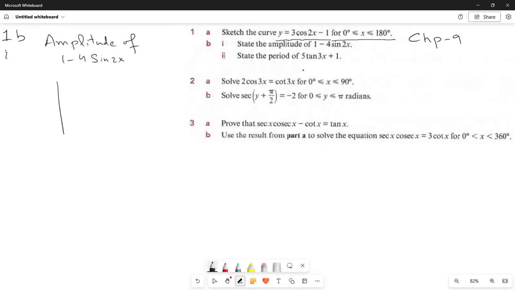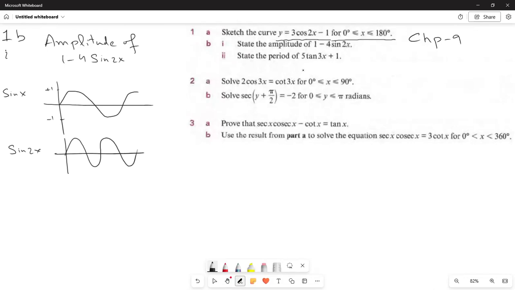Okay, so let's see. How about sine x? It goes like this, right? Okay, how about sine 2x? So the frequency is doubled, so it will go fast, right? Okay. I'm not very particular about the plot along x-axis because I'm concerned about the y-axis, about the amplitude. Okay, so this was plus 1 and this was minus 1, and similarly, this time my graph is between plus 1 and minus 1.